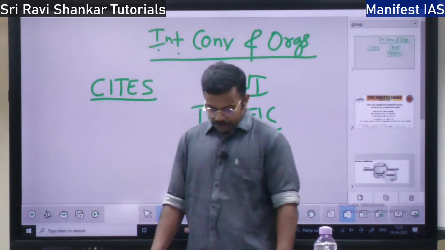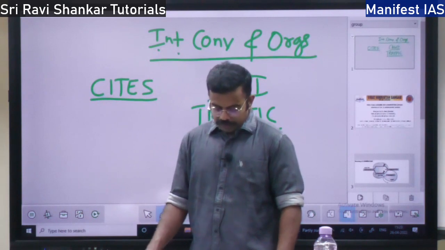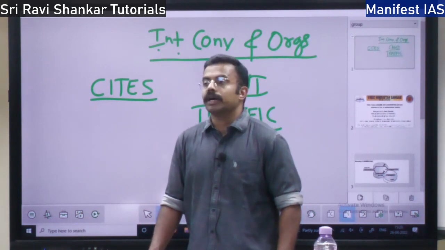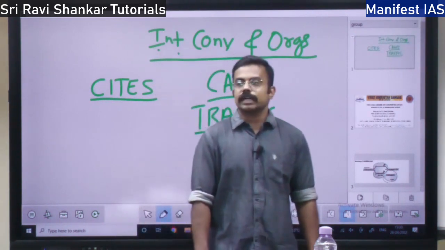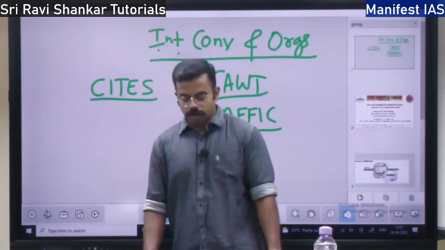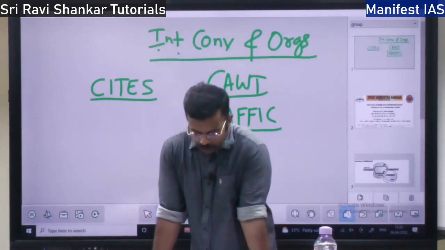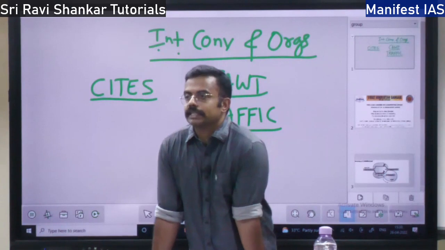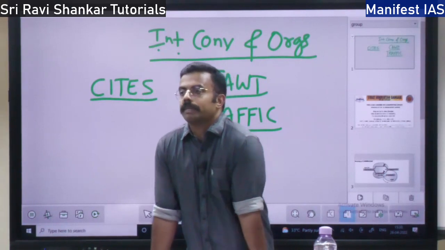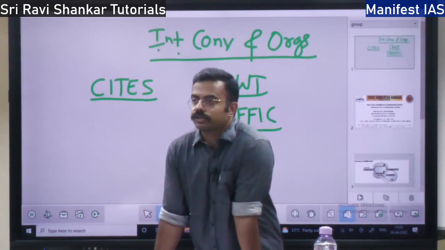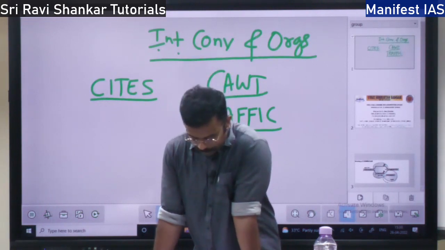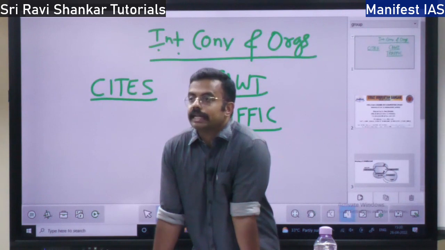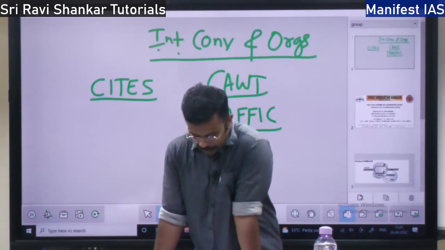So next, the organization I am going to talk about is the International Tropical Timber Organization, ITTO. Tropical timber, you know that it falls between the Tropic of Cancer and Tropic of Capricorn. It is an intergovernmental organization, between the governments. Governments have signed an agreement to join this organization. This organization was started in 1986.